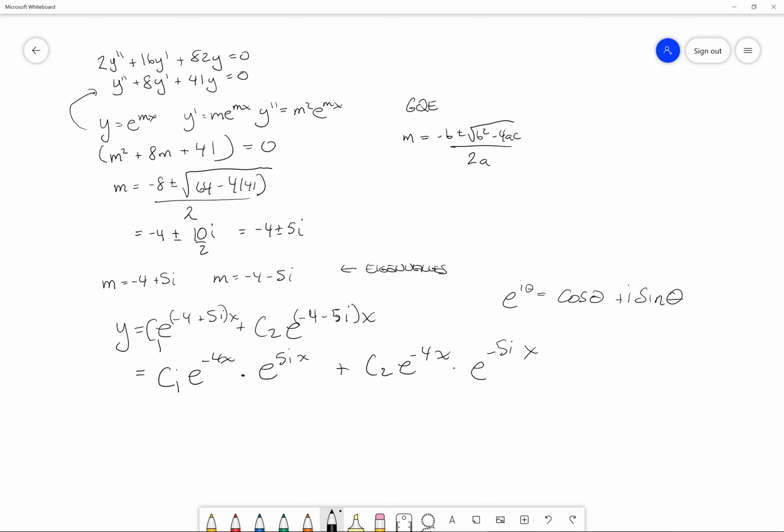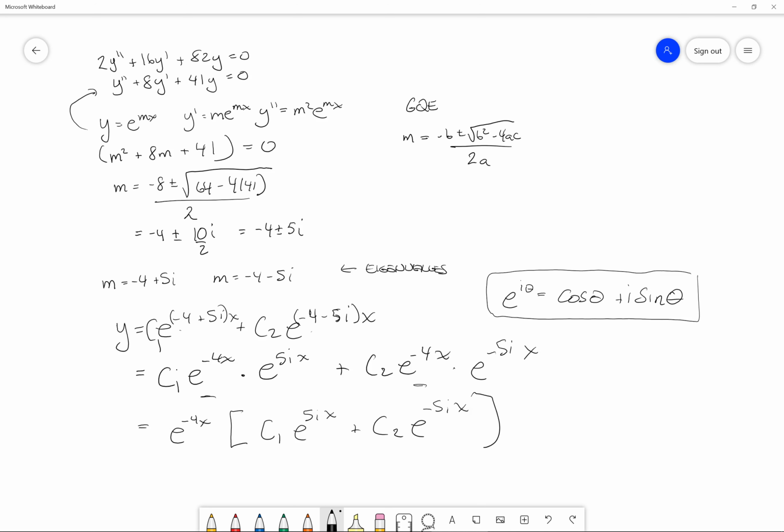So what we can do is factor out this negative 4x. So we have e to the negative 4x. That's the real part, you notice that's the real part. And again, you're going to see the formula that we saw in class. E to the negative 4x, so you have c1 e to the 5ix plus c2 e to the negative 5ix. And you can sub in the Euler's formula here, and you'll get the cos and the sine.